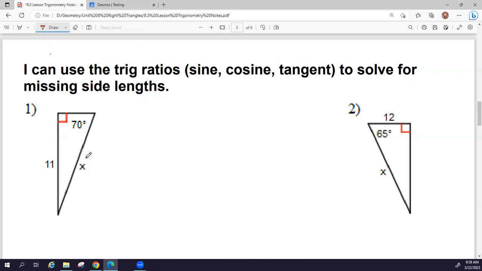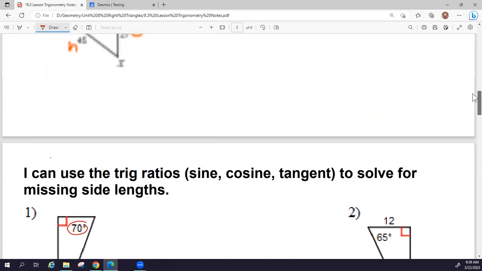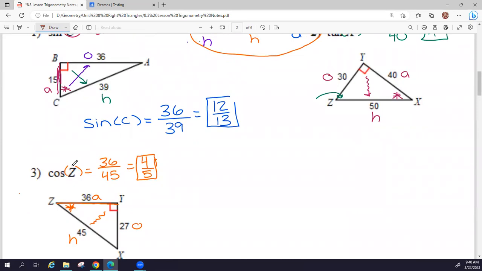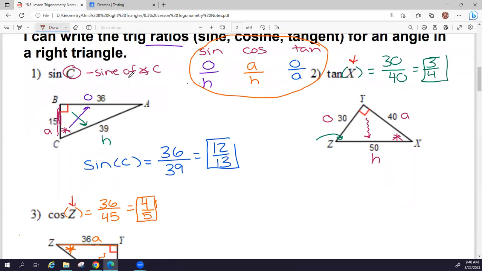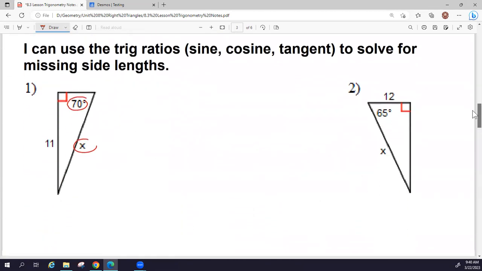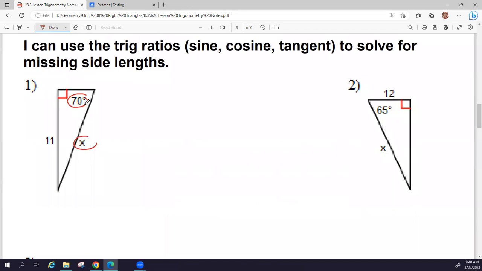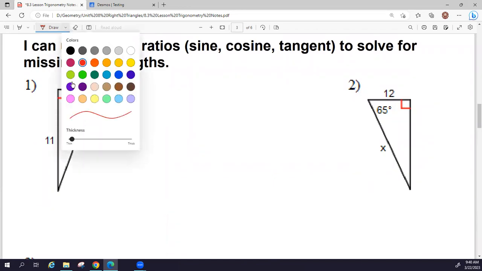Here I want to solve for a missing side, X. I know one side length, 11, and I know one of these angles is 70. And so this angle that's labeled is a bit like calling out the angle we want to write the ratio for earlier. So we are going to label our sides O, A, and H based on this angle 70 that we know how big it is.